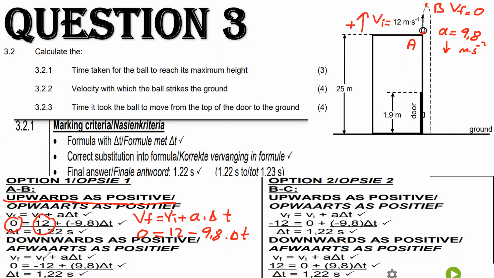You can use other options. Maybe downward is positive. If you say downward is positive, you're going to write negative 12, because now you are changing direction. You are saying down is positive, so the object going up initially is negative 12. And then acceleration is positive because it is in the same direction; acceleration is always down, we said. Now positive 9.8, but finally you get the same answer. Of course, you have different options.